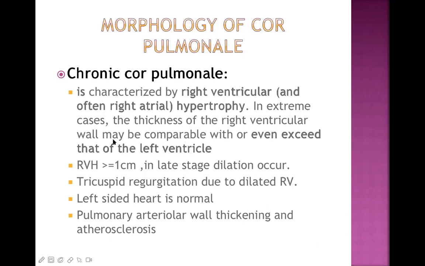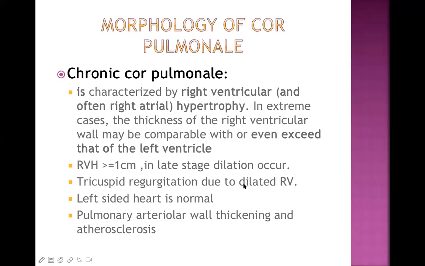In an extreme case, the thickness of the right ventricle wall may be comparable with or even exceed that of the left ventricle. This is an important one. So the right ventricle is as thick as the left or even more than that. In normal people, it is never like that. The right ventricle has a thinner wall than the left, but because of cor pulmonale, it may happen like that. Now see here, right ventricular hypertrophy, more than or equal to 1 centimeter. In late stage, even dilation can occur. And when dilation occurs, all the features of right-sided heart failure will be there.